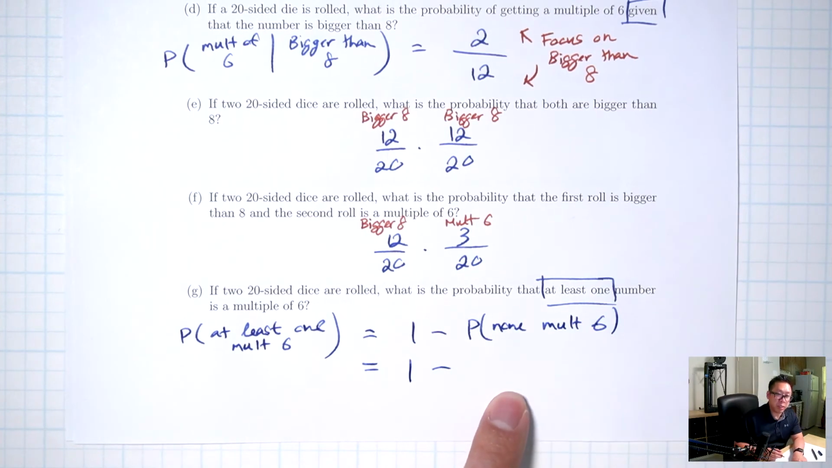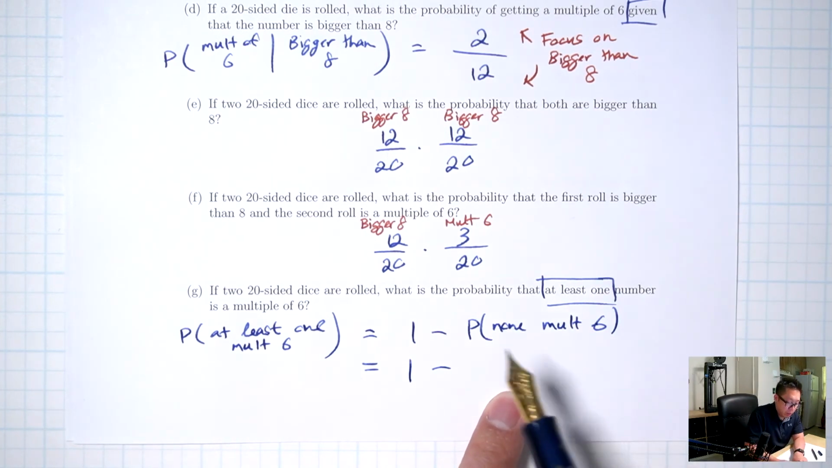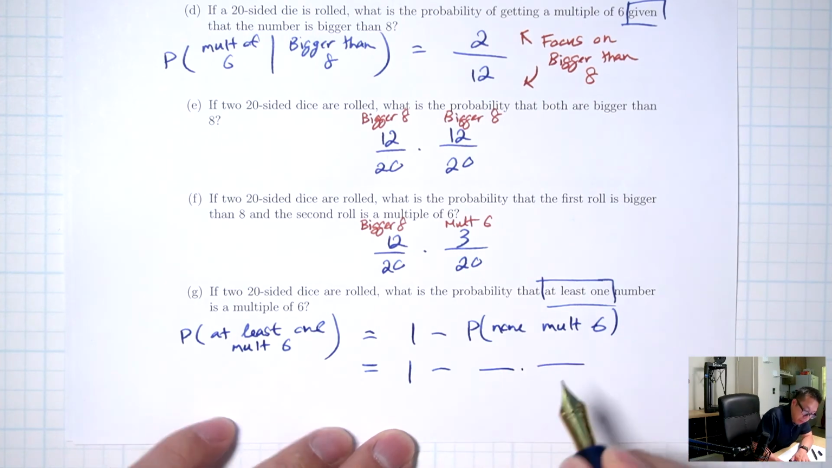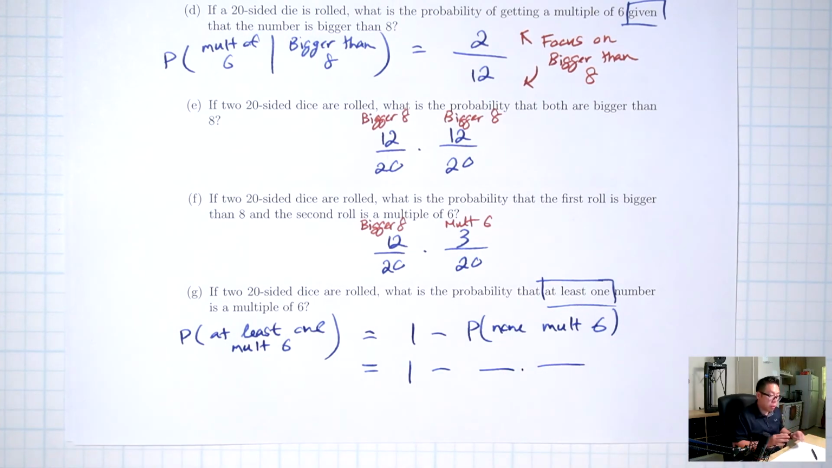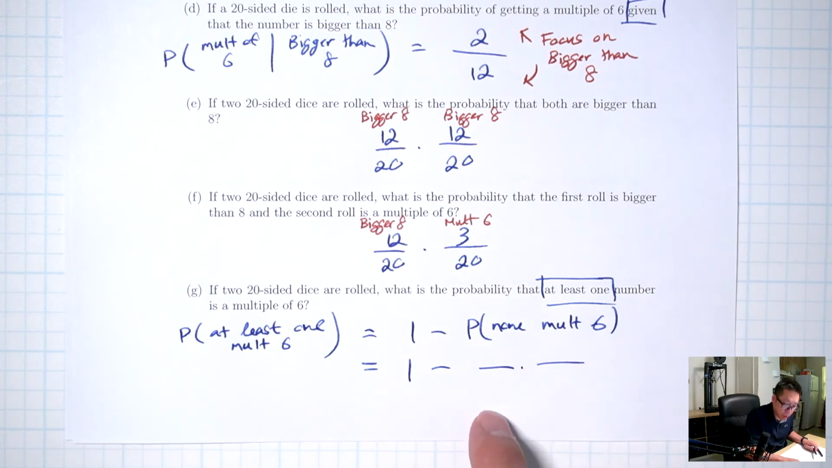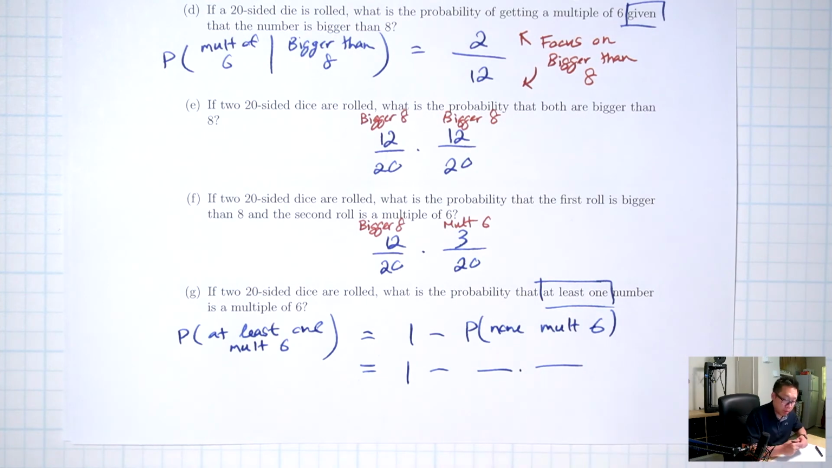How many fractions do I need? We're talking about 2 dice, so 2 fractions. So rolling 2 dice, and I want none of them to be a multiple of 6. So what does that mean? None of them multiple of 6 means not multiple of 6, not multiple of 6.